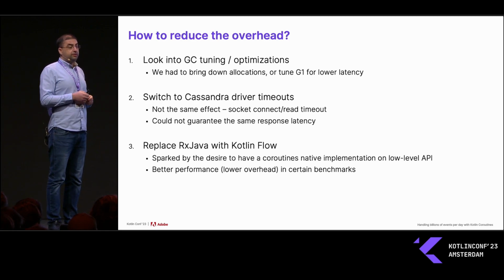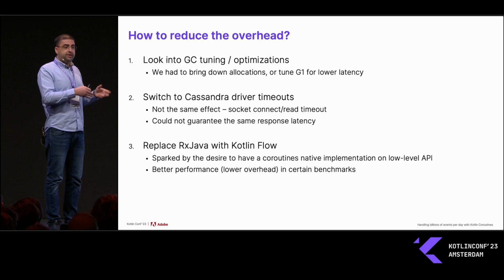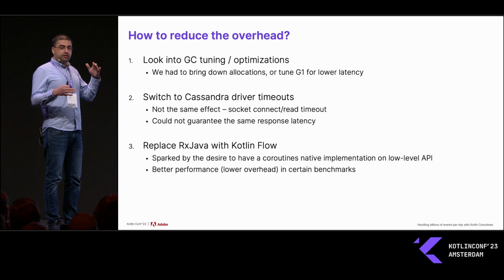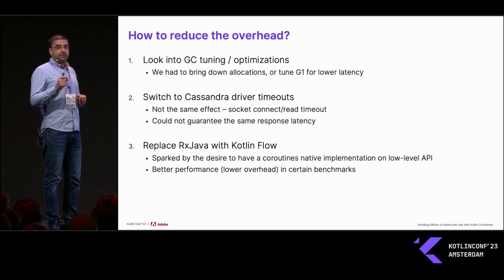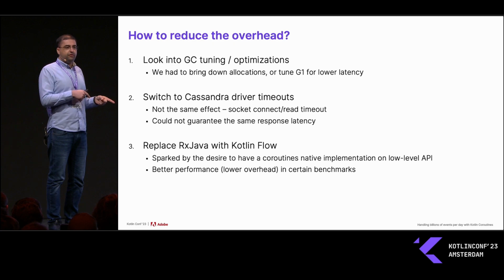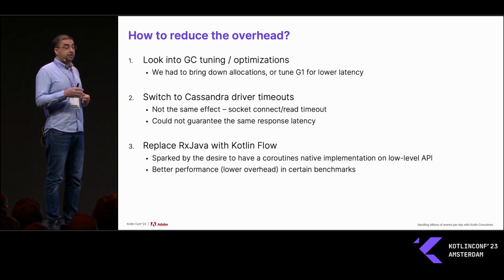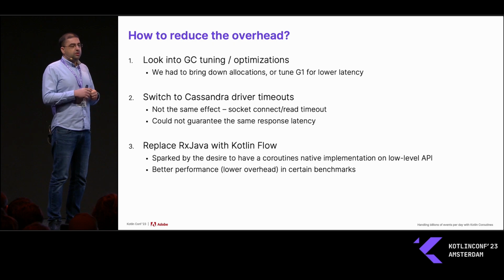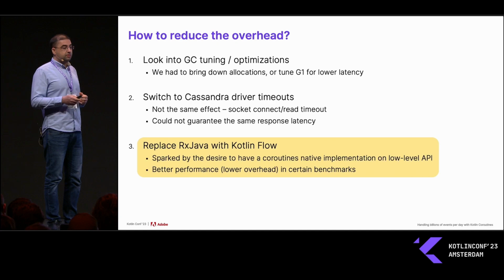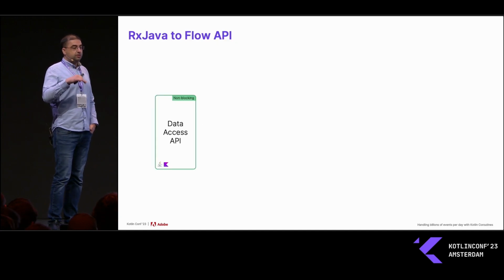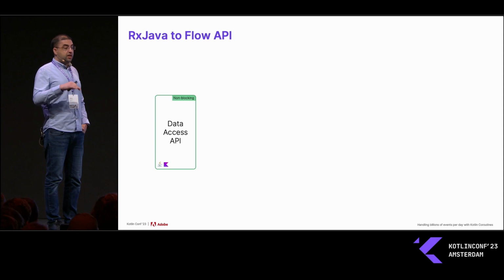Finally, we looked at replacing Arix Java with Kotlin Flow in critical pieces of our data access API. Since we now had this complex stack with two reactive frameworks, we had coroutines, we had Arix there, and we also knew at that time that even though Kotlin Flow was young, it was outperforming Arix in certain benchmarks. And also, we wanted to have a coroutine native implementation in this critical path, so of course we chose Kotlin Flow.